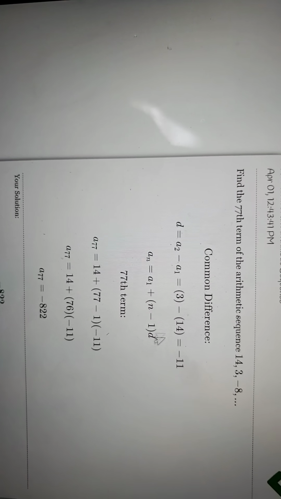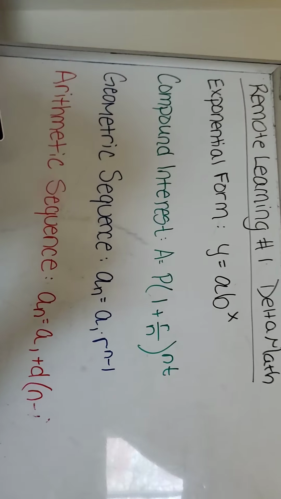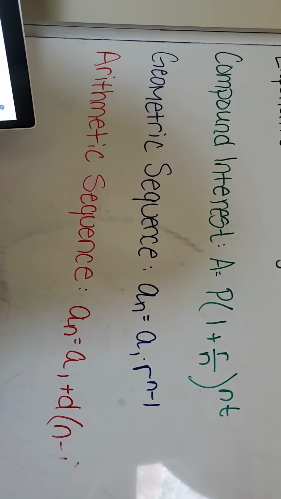All right, let's put that in. Negative 822. Okay. All right, and there you go. It used that formula right there. So maybe I'll zoom out for you here. These are all handy to use during this assignment.